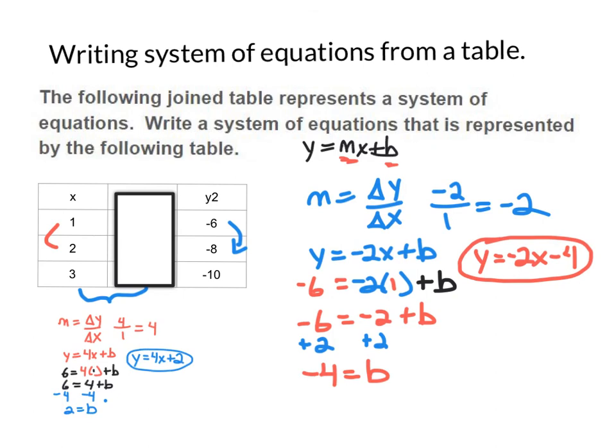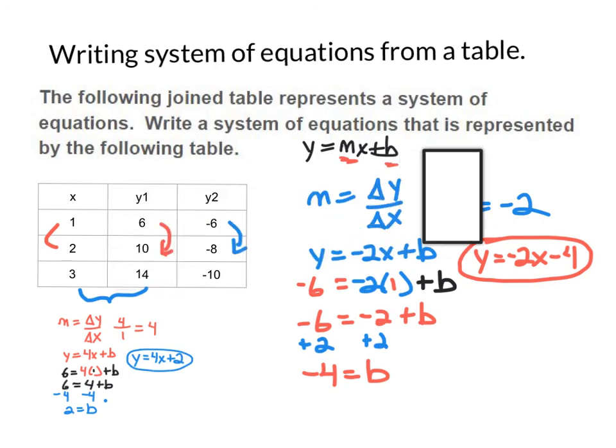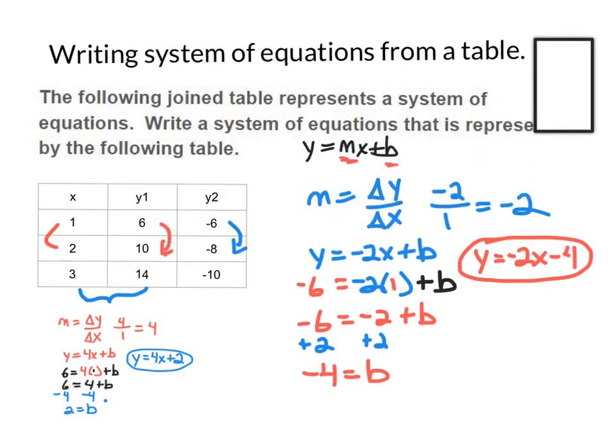So our two equations were y equals 4x plus 2 and y equals -2x minus 4. That is our system of equations that produces this joint table.